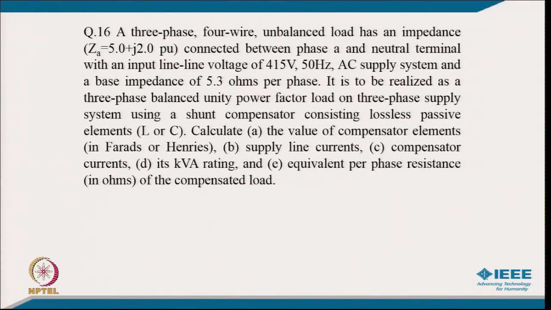Coming to another example, number 16, in a 4-wire system, a 3-phase 4-wire unbalanced load has an impedance of ZA equal to 5.0 plus j2 ohm connected between phase A and neutral terminal, with an input line voltage of 415 volt AC supply system and a base impedance of 5.3 ohms per phase. It is to be realized as a balanced 3-phase unity power factor load on the 3-phase supply system using a shunt compensator consisting of lossless passive elements. Calculate A, the value of compensator elements; B, supply line current; C, compensator current; D, kVA rating; and E, equivalent per phase of the compensator load.